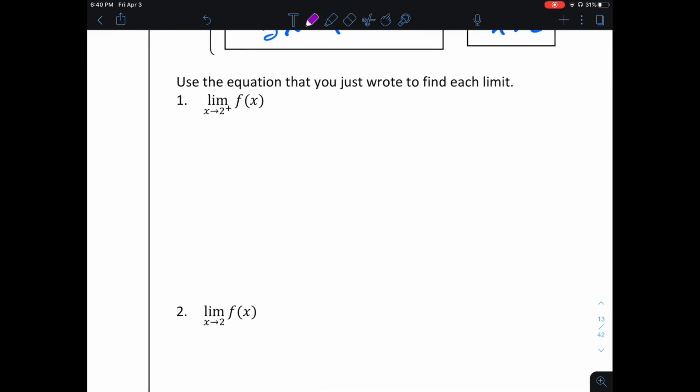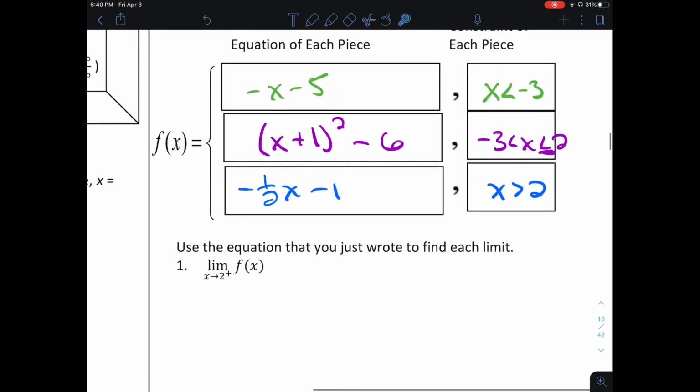Number 2, use the equation that you wrote to find each limit. So don't look at the picture, just use the equation. So first of all, this says x is approaching 2 from the right. You have to ask yourself, which of these domains includes 2 from the right? This one includes 2, and this one also includes 2. When I say includes, I mean 2 is on the boundary or part of the interval. So which one do we choose? Well, which one of these has 2 from the right? That is the blue one. X is bigger than 2, it means we're using x values that are to the right of 2 on a number line.